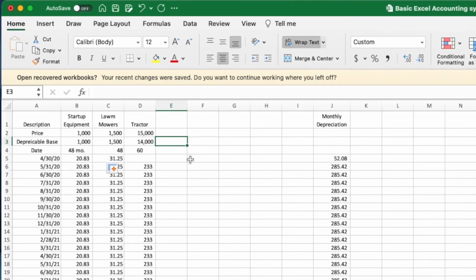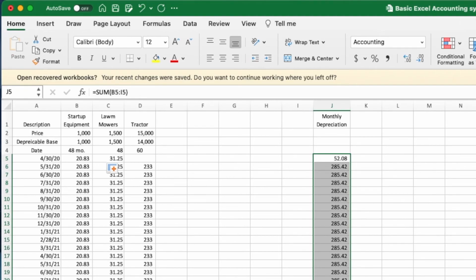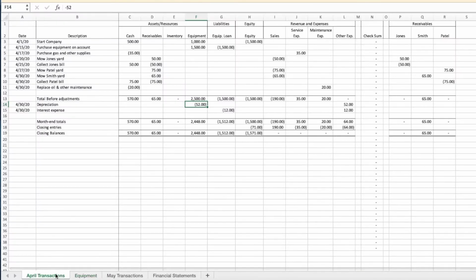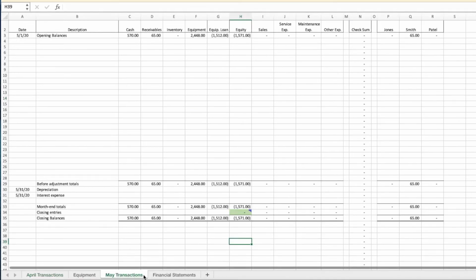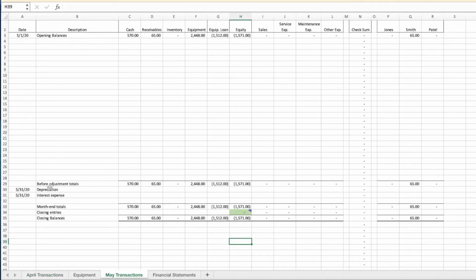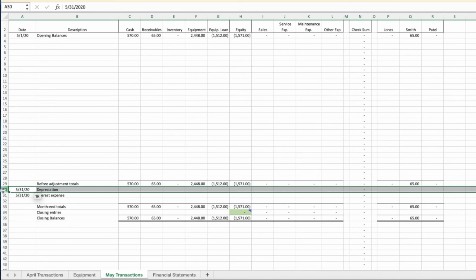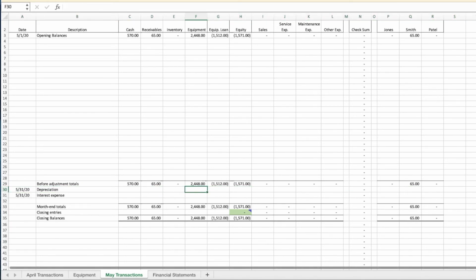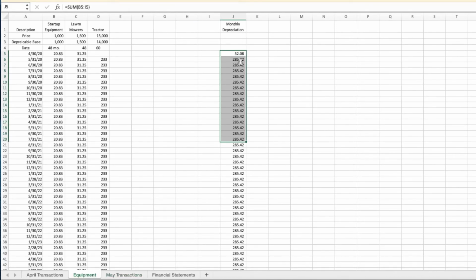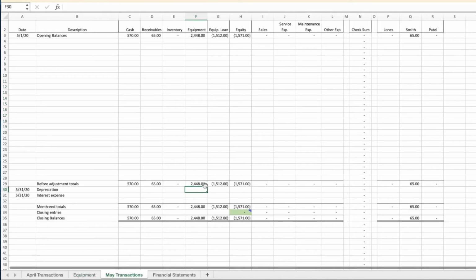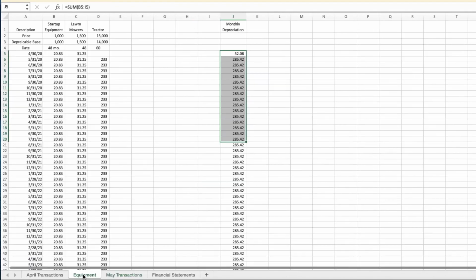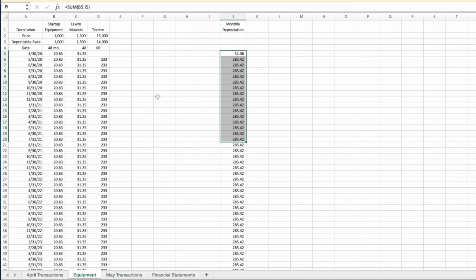So that's how we set this up. That means this is the amount we'd be recording in our worksheet every month. So as we mentioned in April, there is our depreciation being recorded as an adjustment at the end of the month. When we would then go to May, we would record our depreciation. We have it in here already because we copied it over. Our depreciation on our equipment would then be $285.42 is what it would be. We just put that right there from this worksheet. So we just keep building this out.